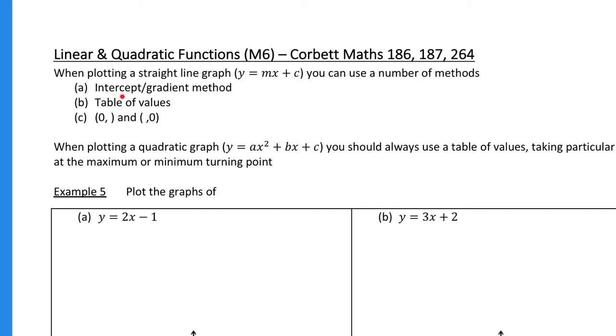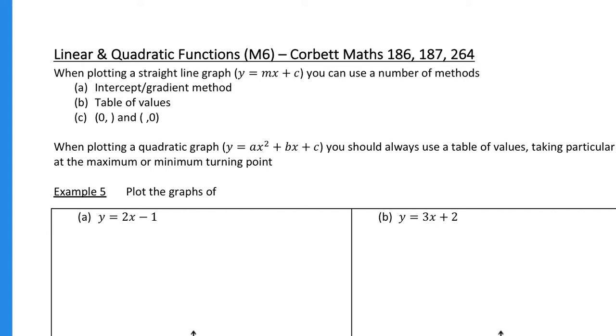So you can look at the intercept, plot the intercept first, and then draw the gradient from that. Or you can use a table of values, or you can put, and what this means, put x equal to 0 and see what the corresponding y value is, and put y equal to 0 and see what the corresponding x value is. So it depends on the type of graph and the type of equation, and a bit of experience really will show you this.